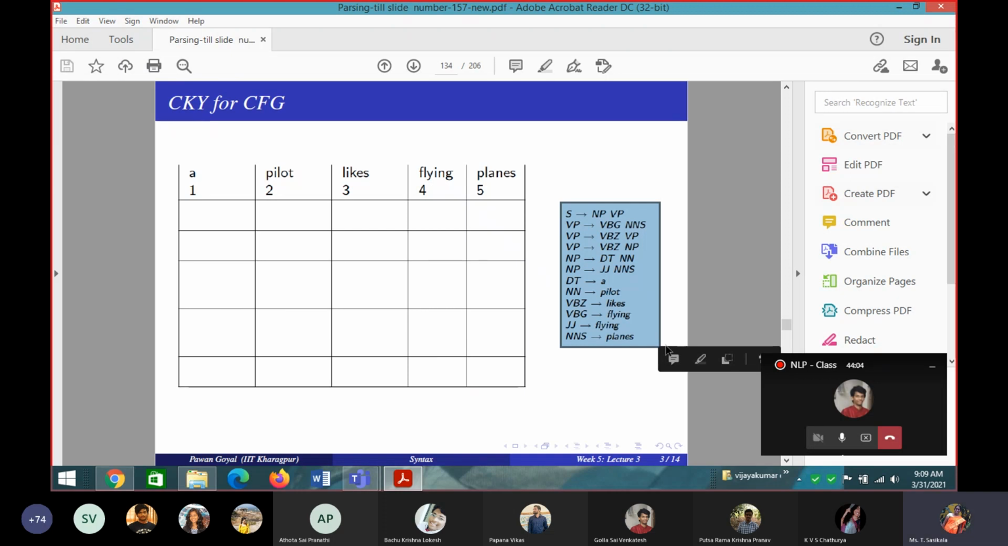So the first step is to draw a table. Draw the table. How many words are there? Give the numberings. A is the first word, pilot is the second word, likes is the third word, flying is the fourth word, planes is the fifth word. So you draw a 5 cross 5 matrix, a table having 5 rows and 5 columns. Above the first column you write the first word and give column number 1. Whichever is displayed on the screen, the first step is to draw it like this.